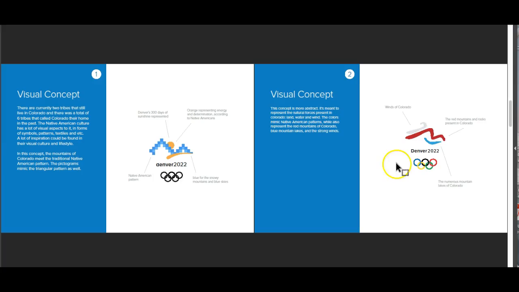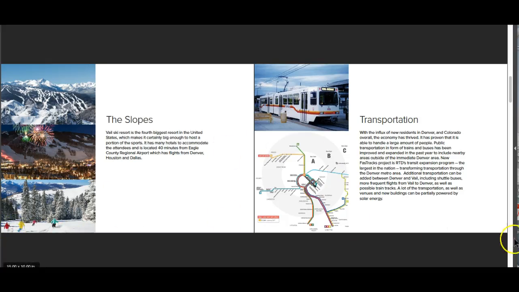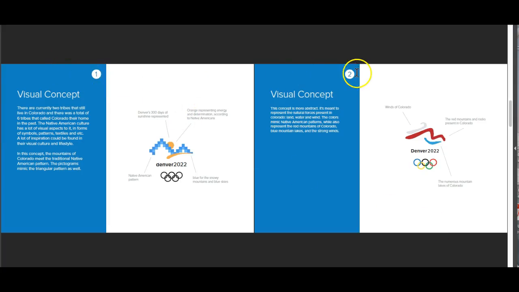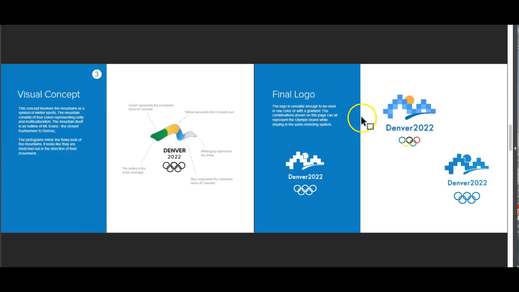Moving forward. Now, at this point in the presentation, you start talking about your visual concepts. So you're getting into phase 2, which is great. But once you add page numbers to your presentation, these little numbers here are going to be confusing because they look like page numbers and you could confuse the viewer. For that reason, I would say visual concept 1 right there, next to visual concept 2, and then visual concept 3, and then final logo.